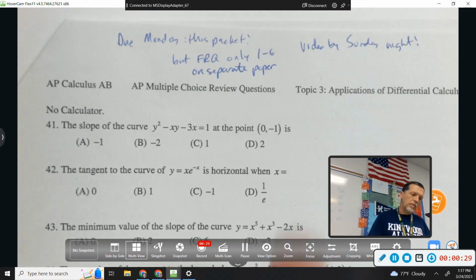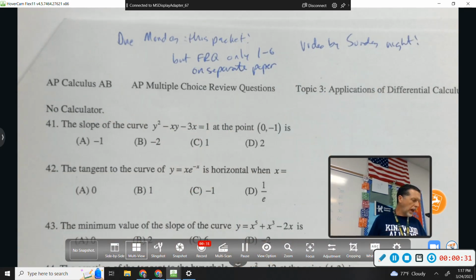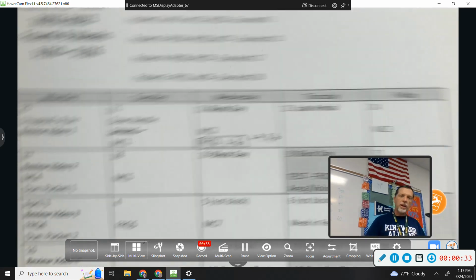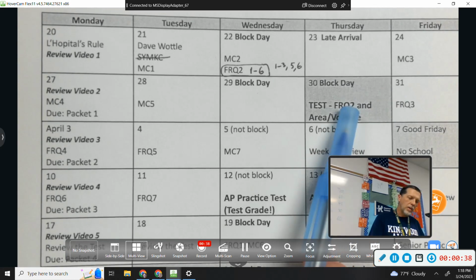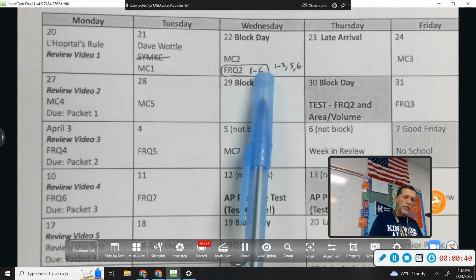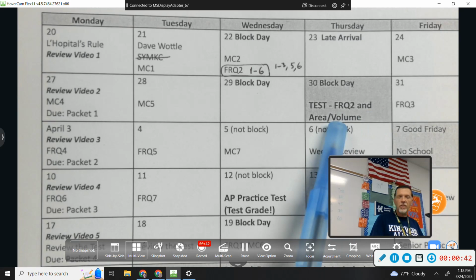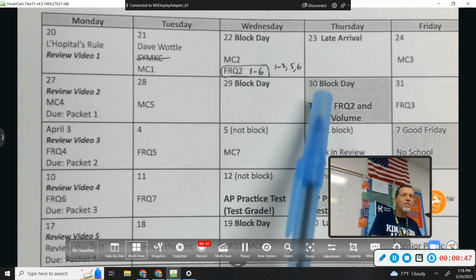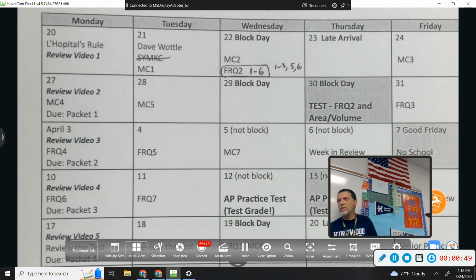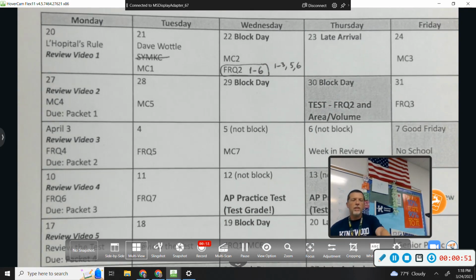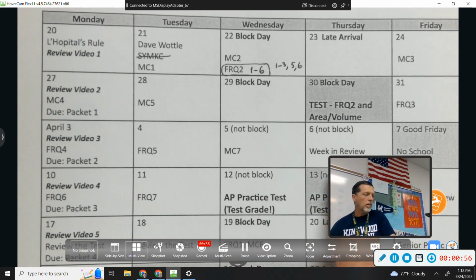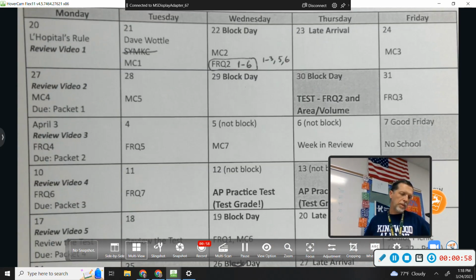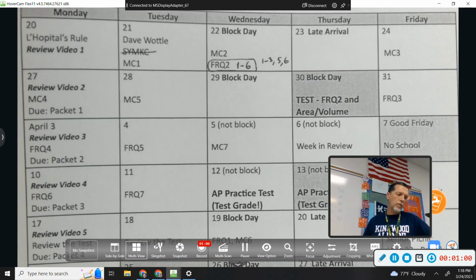So most of you will do that. And then again, video by Sunday night. The packet will be due Monday. And then on Monday, I'll have another packet for you, and we'll do the same thing. Although we do have a test next week over the free response stuff that we just did and area and volume. Area and volume was the most recent test prior to this, so that should be relatively familiar. I guess as preparation, you could watch the area and volume video as well. I don't remember which one it is, but that would be another good review thing.